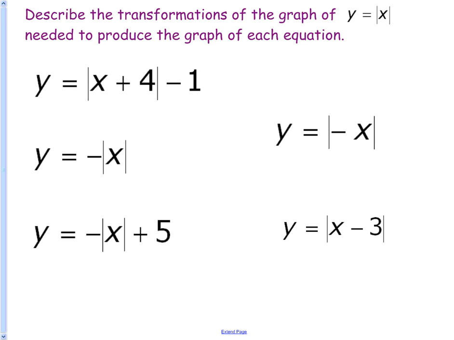All right. Moving on. This is the same exact rules, just with an absolute value. So there's no reason to go over it all again. Inside stuff is left, right. Outside stuff's up, down. That's all there is to it.